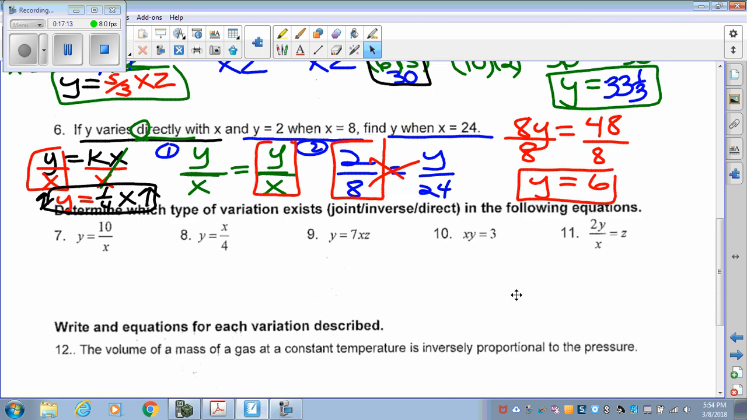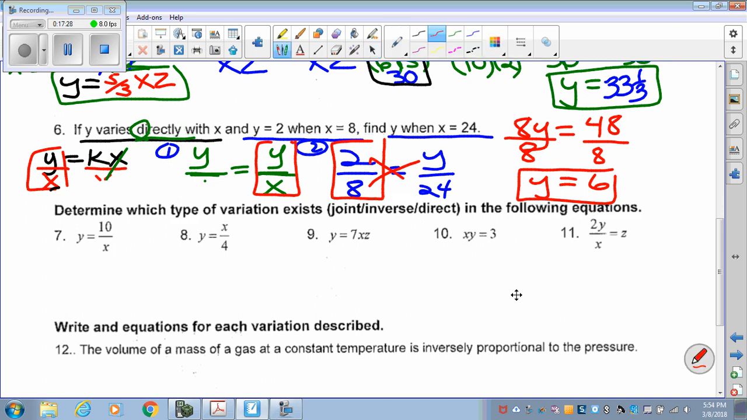All right, so now let's check out these questions here. It says determine which type of variation exists. Okay, so try them out and then come back and we'll see how you did. So for this one, I have y here and x in the denominator. So that tells me that's an inverse. That's a weird way to write inverse. That's an inverse variation. Right, these are all variations.